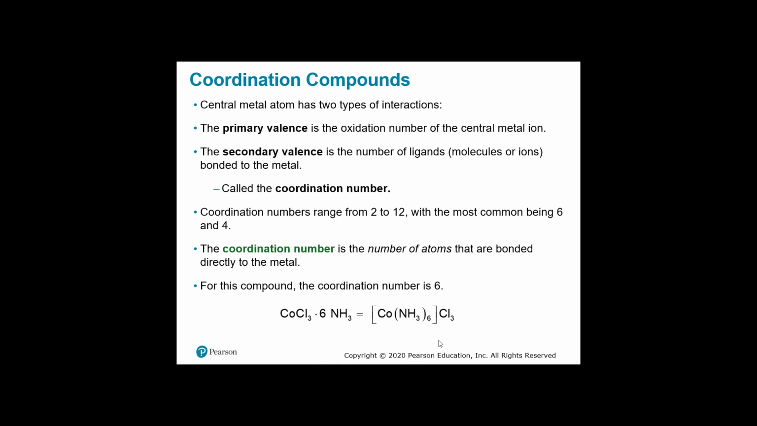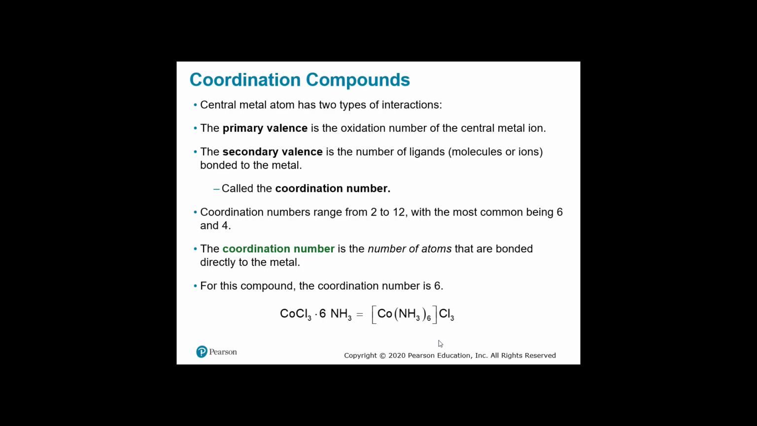When we deal with coordination compounds, there are 2 different types of interactions we're looking at for the central metal atom. They have the primary valence, and that is the oxidation number on the central metal ion itself. Then it has a secondary valence, and that has to do with the number of ligands, which are molecules or ions that are bonded to the metal. We need to look at that as well, and it's usually in the superscript. And that's called the coordination number.